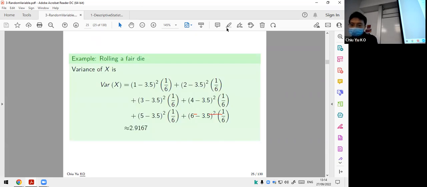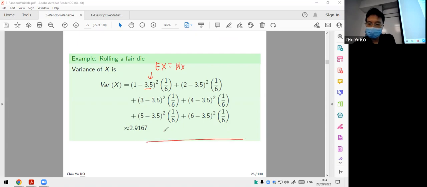Just to show you an example of how you calculate variance. Remember, it was 3.5. 3.5 is the mean of rolling a die, 1 up to 6. This is mu x, the expected x. And remember this x, we have 0, 1, 2. Oh, there's no 0.